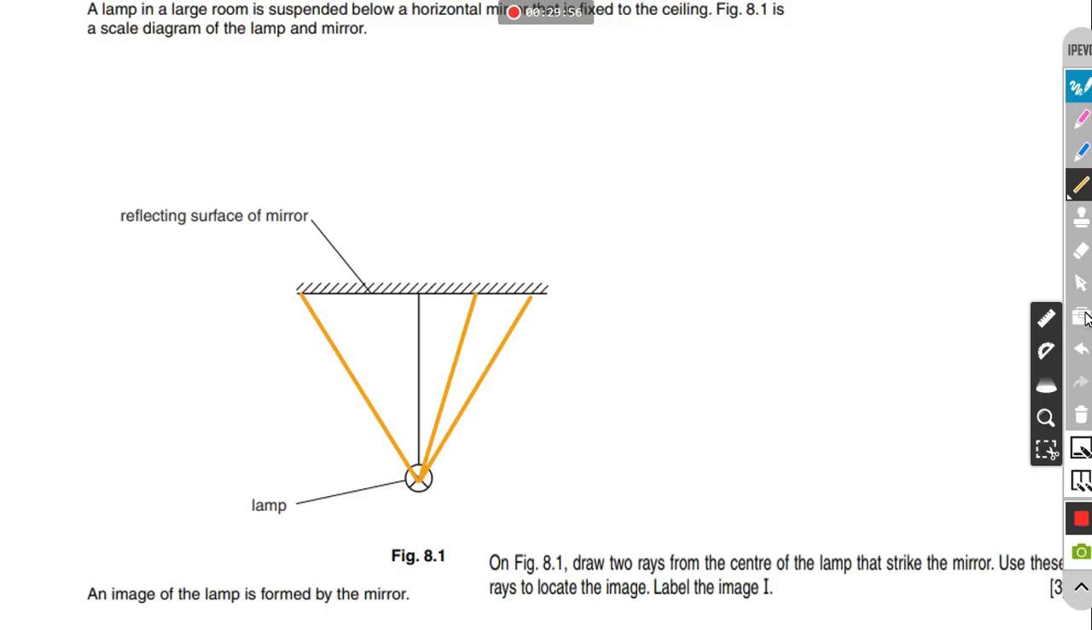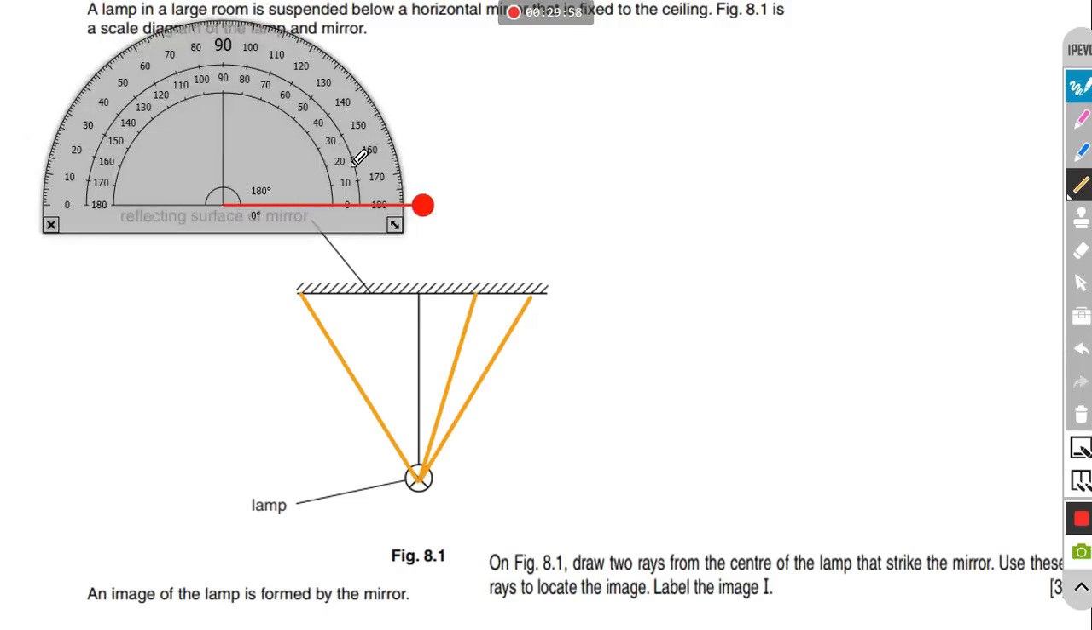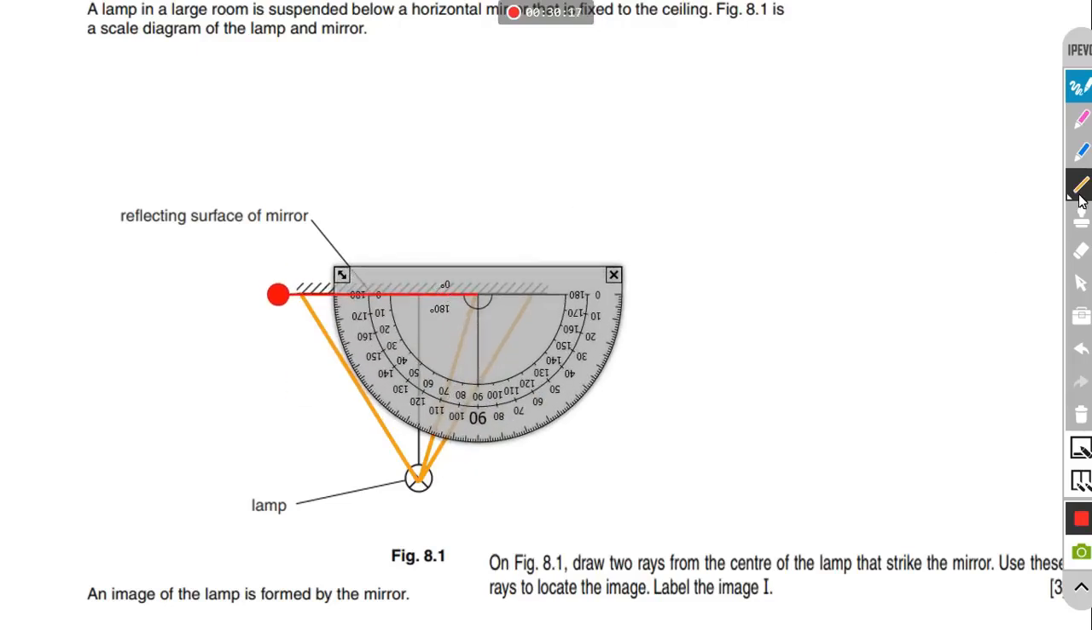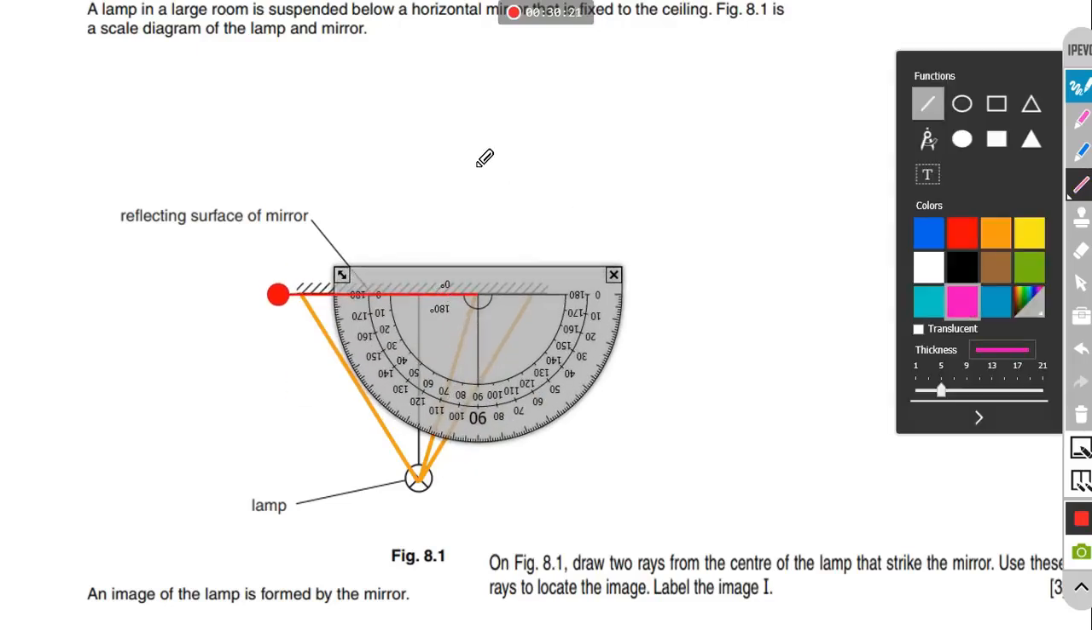Now from here, first thing, definitely you need a normal compass. Make sure it's 90 degrees. Now any normal line, I'm going to select this color. Make sure you draw it as dotted. And yeah, that's about perpendicular.